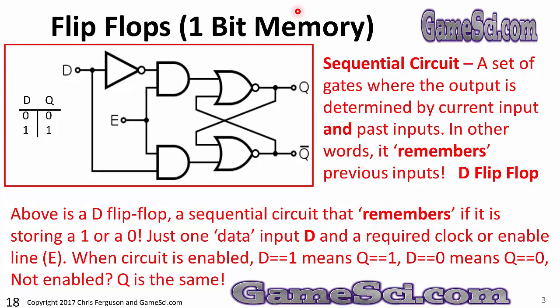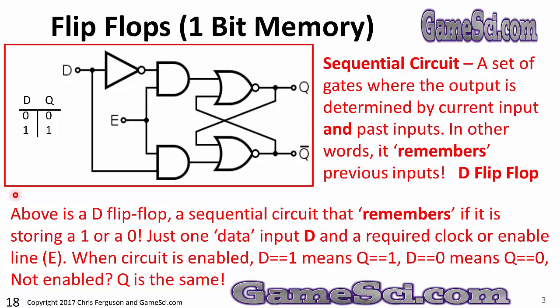Flip-flops, 1-bit memory. Let's look at a D flip-flop now. A sequential circuit is a set of gates where the output is determined by the current input and past inputs. In other words, it remembers previous inputs. This is the D flip-flop. Above is the D flip-flop, a sequential circuit that remembers if it is storing a 1 or a 0.